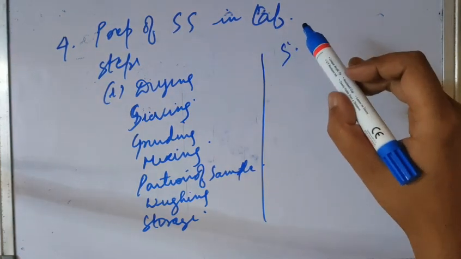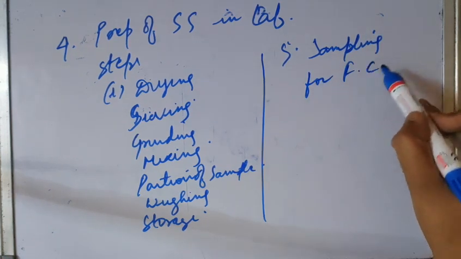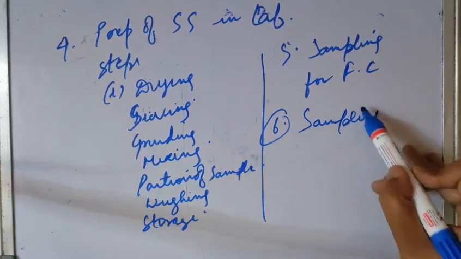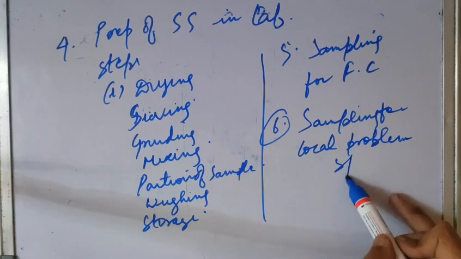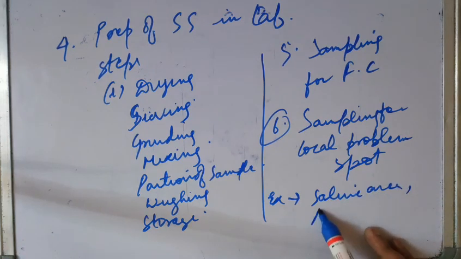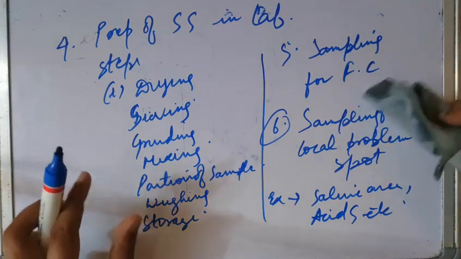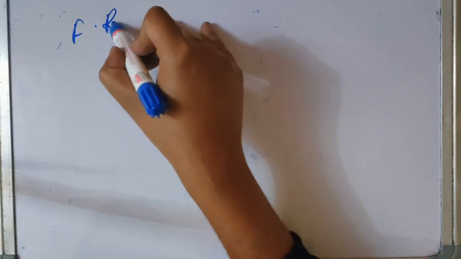Then what will we do in the next step? Sampling for field crops. Sampling for which crop we are going to grow, sampling as per it. And next is sampling for local problem spots. What could be the local problems? For example, some saline area could be there, acid soil could be there, etc. So these were the methods of soil sampling and processing. Hope you all understand it. Now moving on to the next thing, that is fertilizer recommendation.